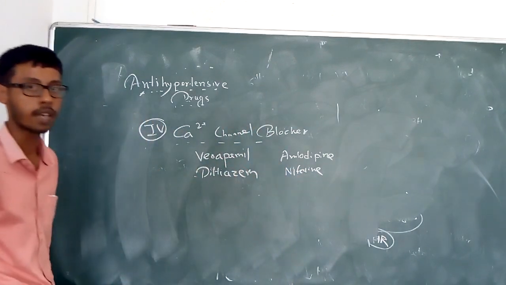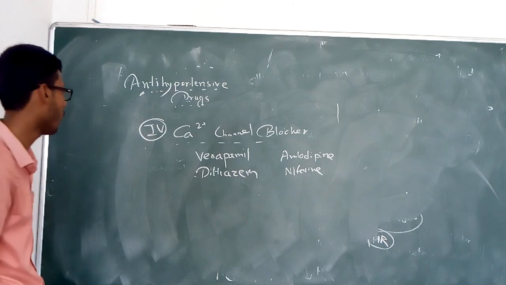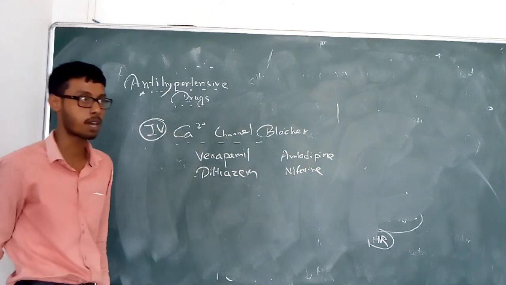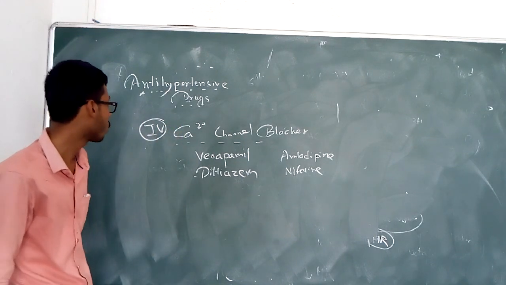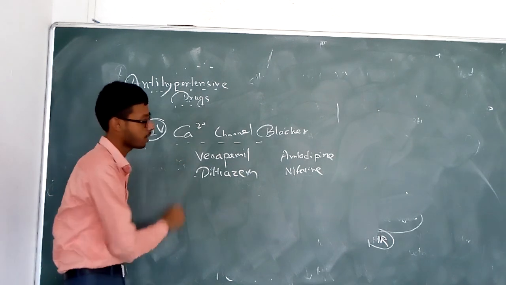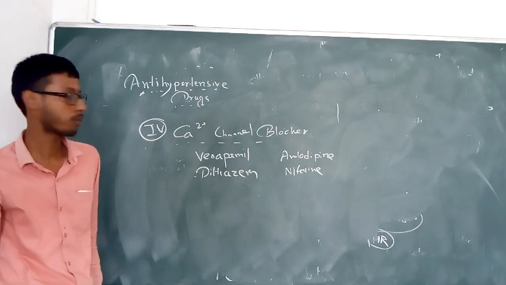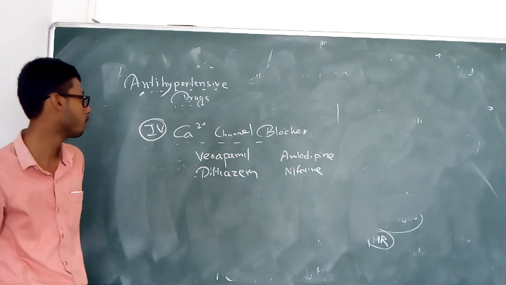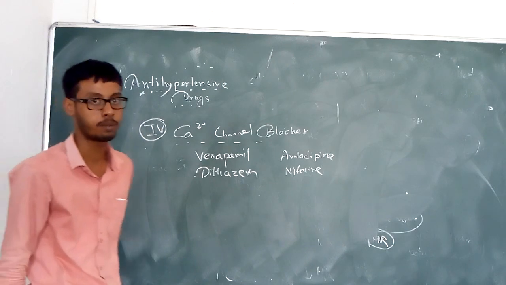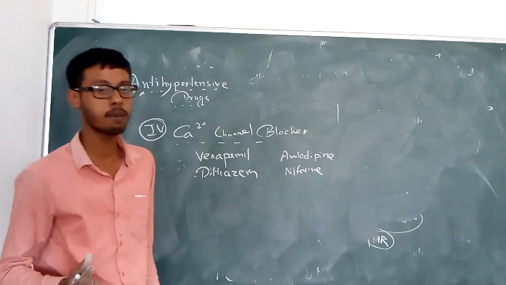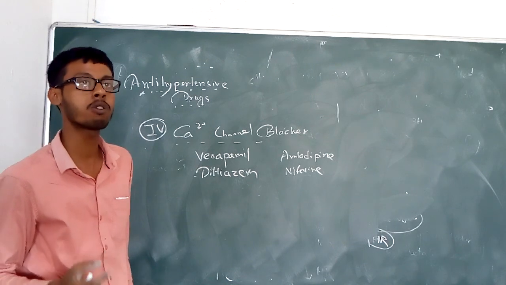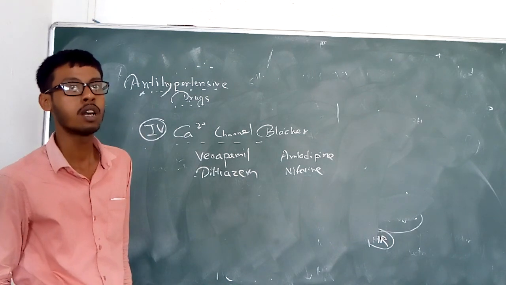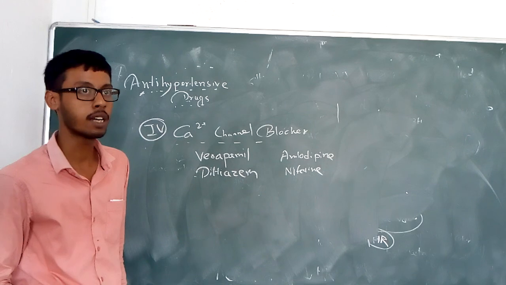Okay, so calcium channel blockers, I have shown as antihypertensive drugs. This is an example of the calcium channel blockers: verapamil, amlodipine, diltiazem and nifedipine. They act through calcium. We know calcium is responsible for the contraction of the smooth muscle, and here is the contraction.